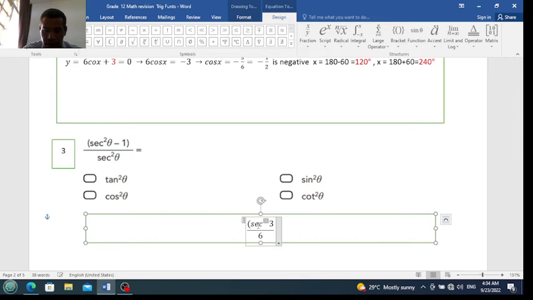Or without parentheses, no problem. Then minus 1. Then I will close and I delete this. Divided by sec square of x. Okay. Sec square of x.